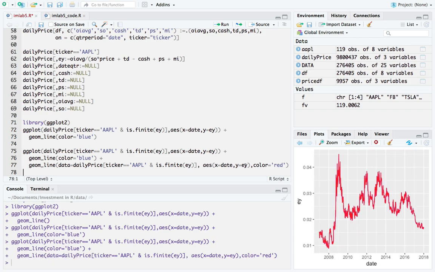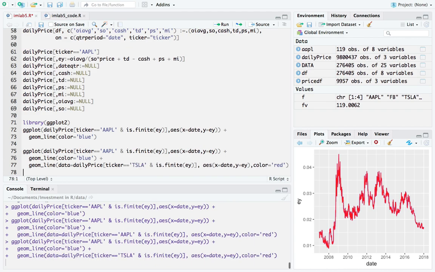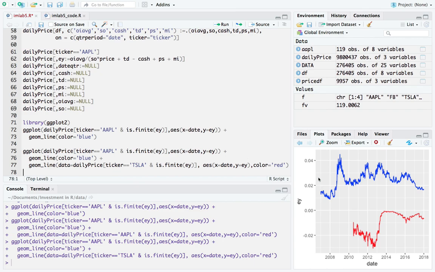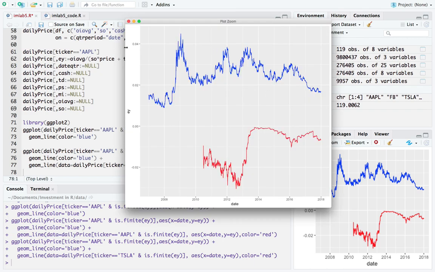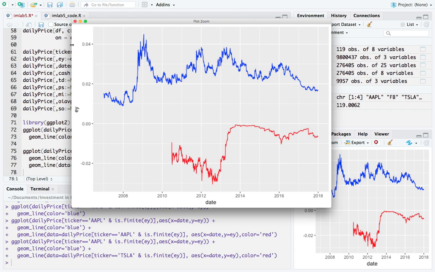I run this. Oh, I didn't make my change here. Let me make that just Tesla. I run this. And now look what you see, guys. If we zoom in, look what's going on. And let's talk about what's going on. First off, Tesla obviously doesn't have as much earnings yield because it went public around after 2010. That's number one. Number two, notice the positivity and negativity of the earnings yield. Apple's earnings yield, for the most part, is positive.